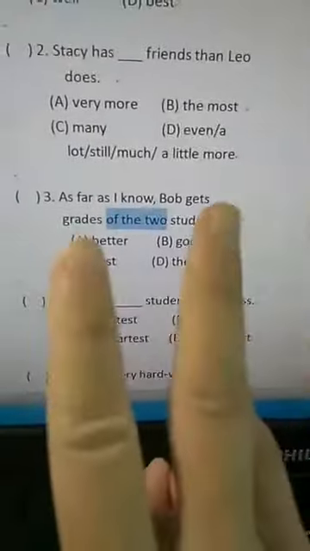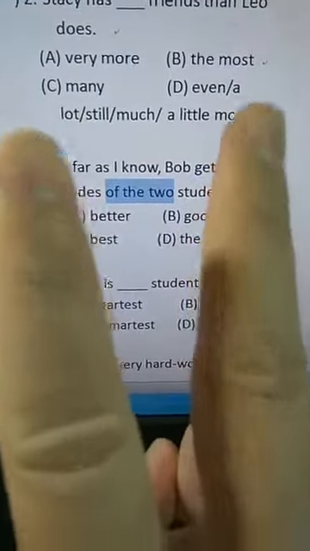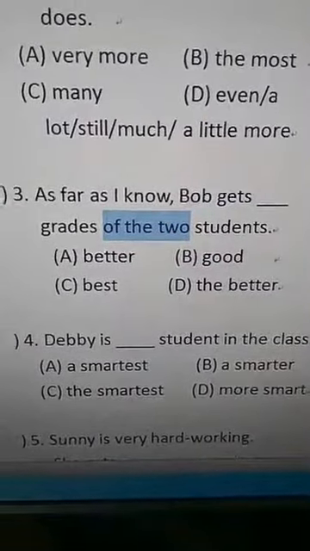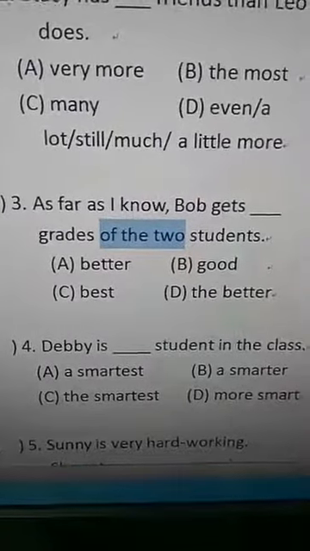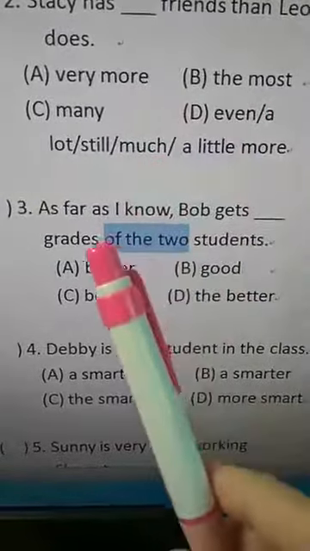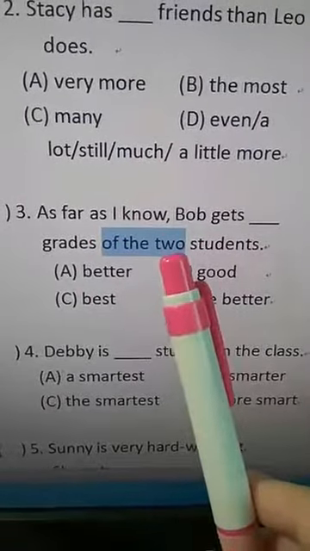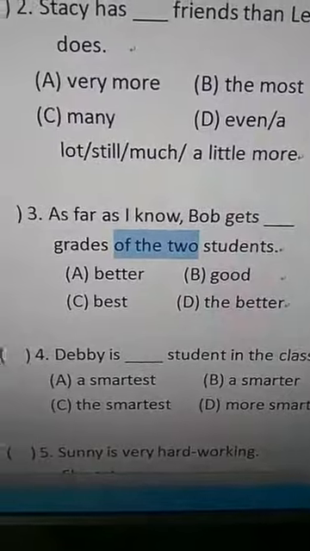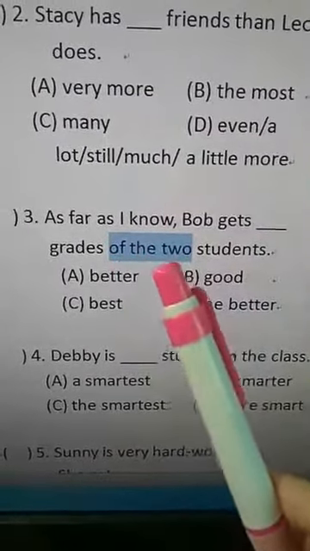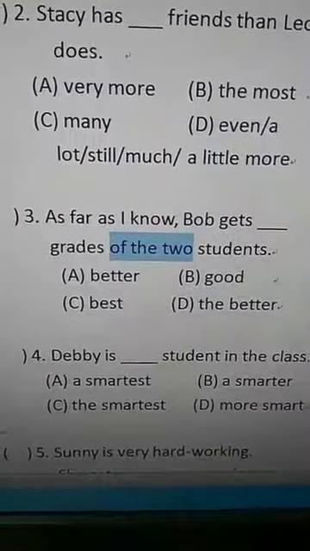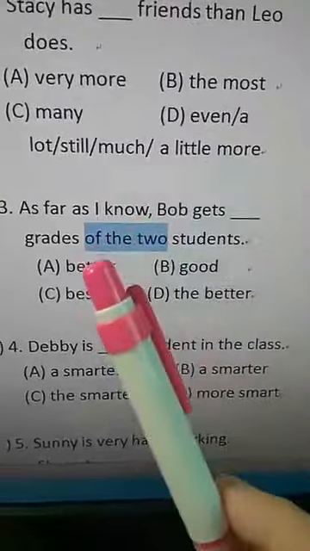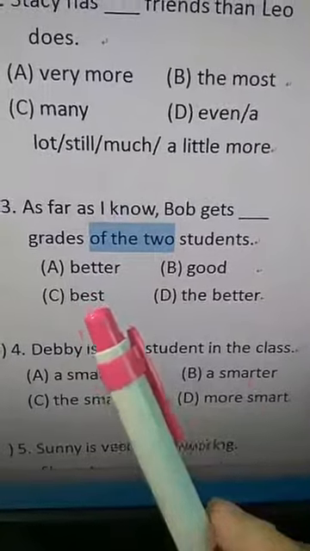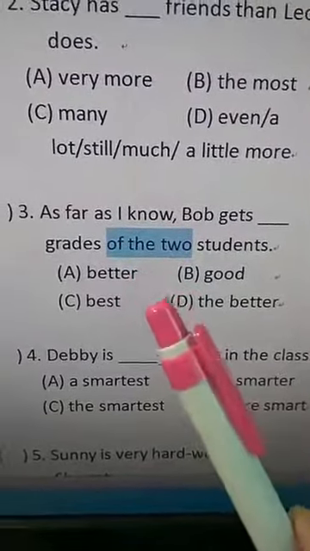Whenever you see two things, let me tell you, all the time the answer is the comparative form. Once again, whenever you compare two things, that means you need to use the comparative form. Remember that: when you see of the two, use the comparative. So we cross out B, that's the original form. Cross out C, that's the superlative. And we only have A and D left.